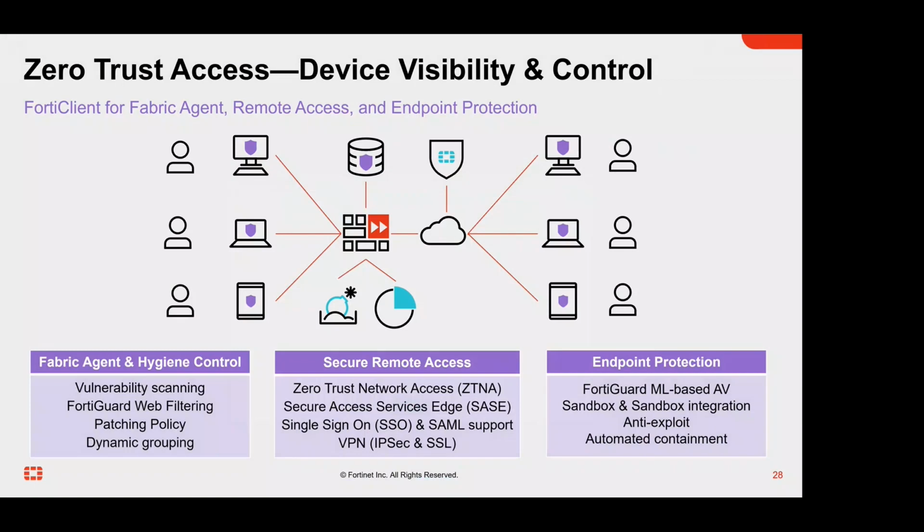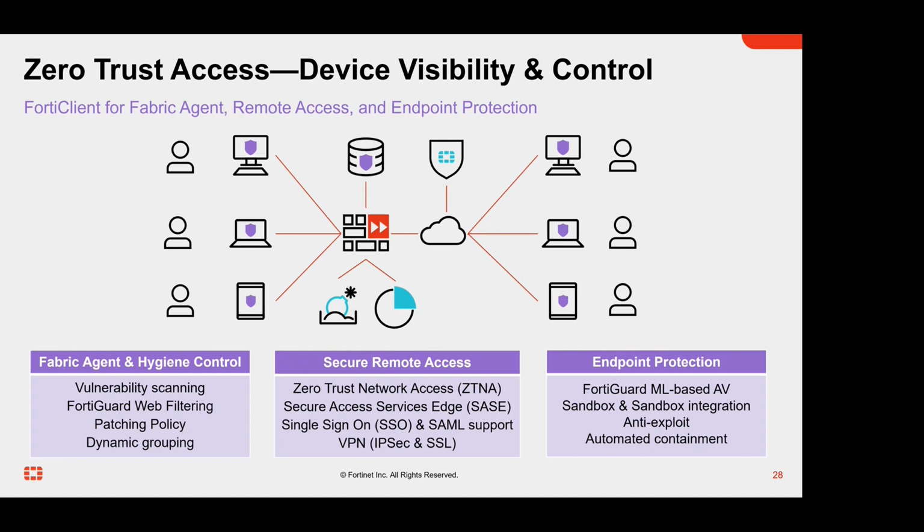Then again, all this visibility, the hygiene control, the endpoint protection, and the secure remote access are together inside the FortiClient. And as I mentioned before, you don't need every one of these modules. You can enable or disable different modules. Maybe you say, yeah, I already use Zscaler, I'm happy with Zscaler. No problem at all. Then disable the web filtering part of the FortiClient. If you don't need it, no problem at all.